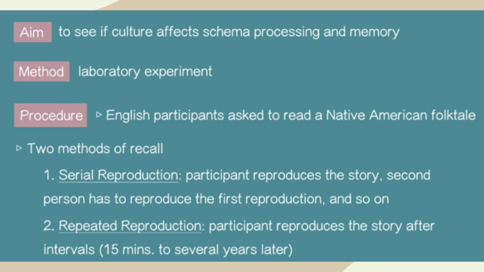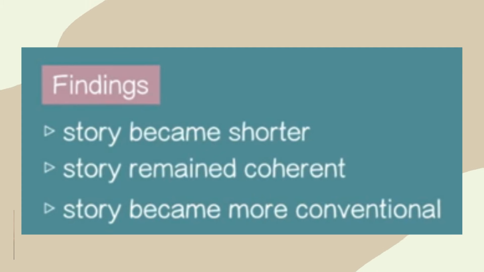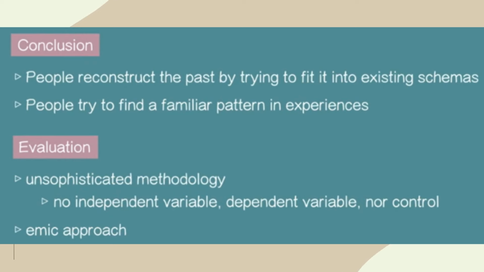Now the finding: the story became shorter, the story remained coherent, the story became more conventional. This concludes that people reconstruct the past by trying to fit it into existing schemas. People try to find a familiar pattern in experiences. And the evaluation is that it is an unsophisticated methodology. There was no independent variable, dependent variable, nor control. So this was an emic approach.